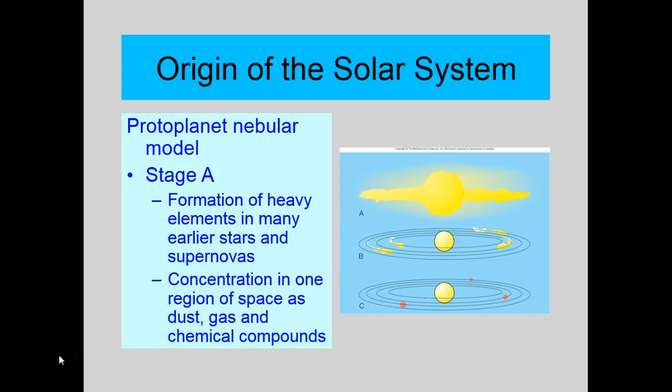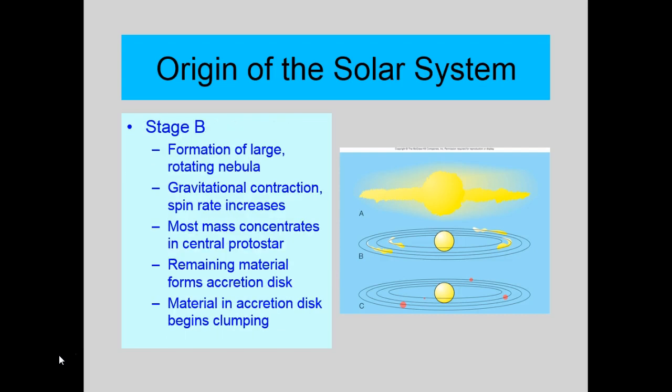Concentration in one region of space as the dust, gas, and chemical compounds. Okay, and this is the region. The sun in the center, and then these bands out here, probably pretty uniformly distributed, but beginning maybe to group or to clump. That's stage A. Now keep that in mind.